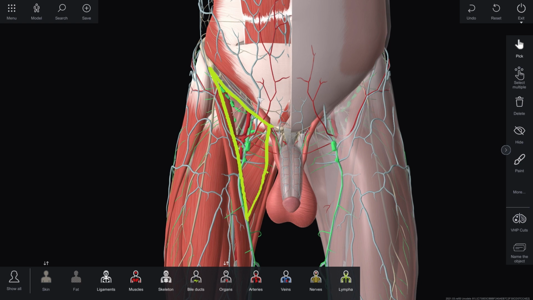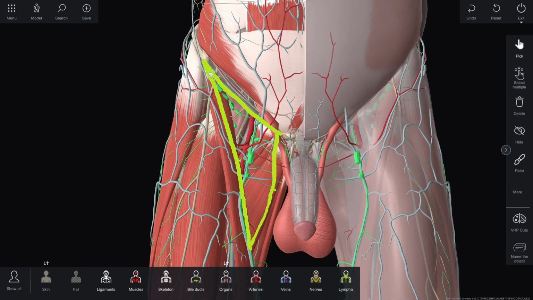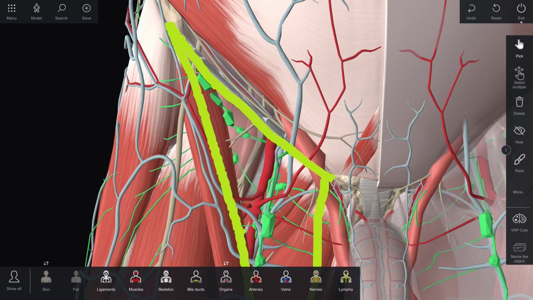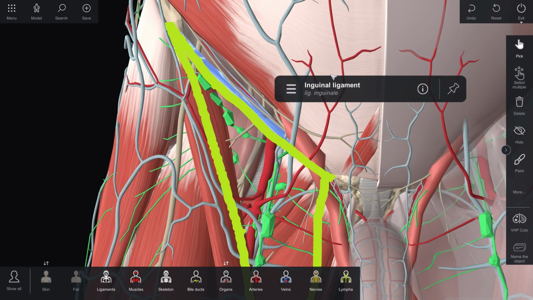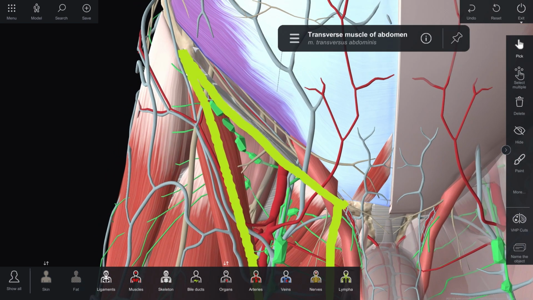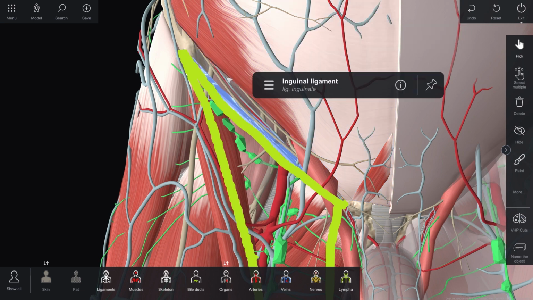Now, let us look at the borders of the femoral triangle. The femoral triangle has three borders. The superior border. The superior border is made by the inguinal ligament. It originates from the anterior superior iliac spine and inserts into the pubic tubercle.